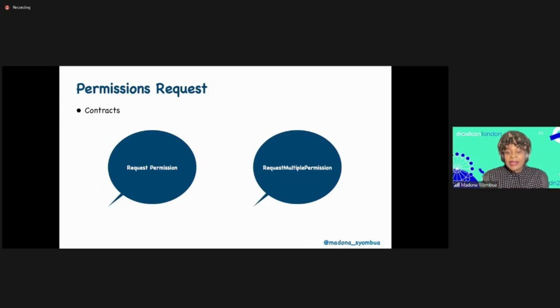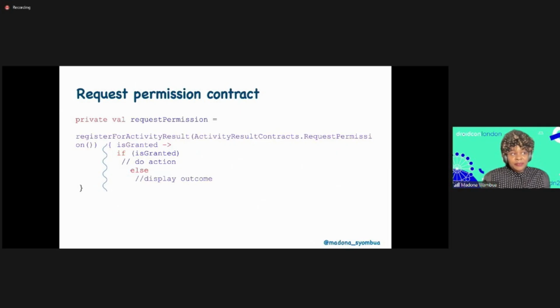During my reading, I learned that handling of multiple permissions is easier with the new API because we are provided with the RequestPermission and RequestMultiplePermissions contracts. And as you can see in this particular code, I have registerForActivityResult, and then I call request permission, and then I check isGranted. If granted, do action, else I display the outcomes.